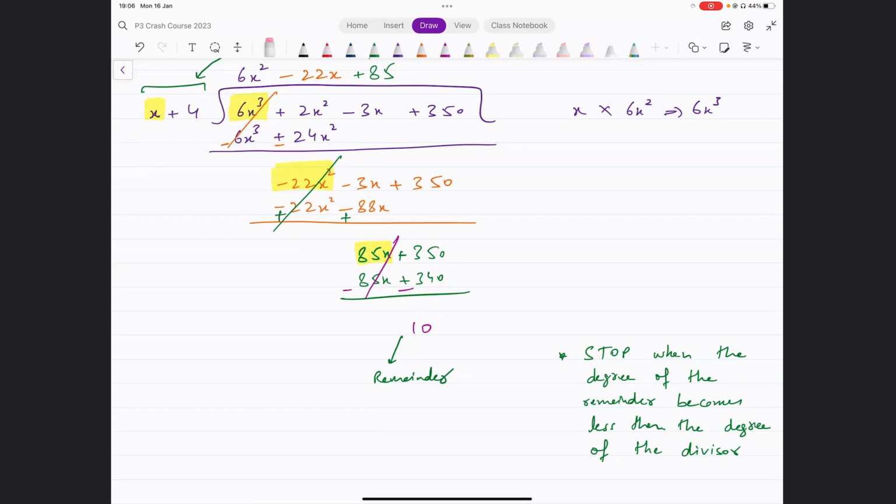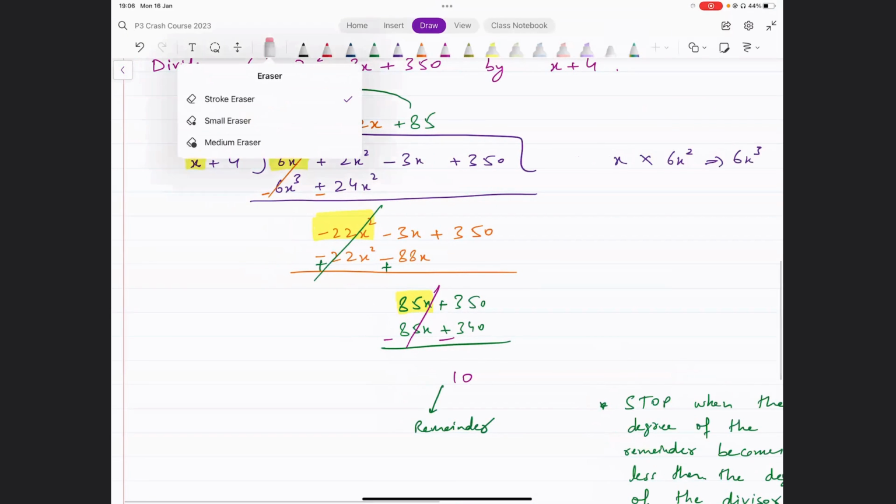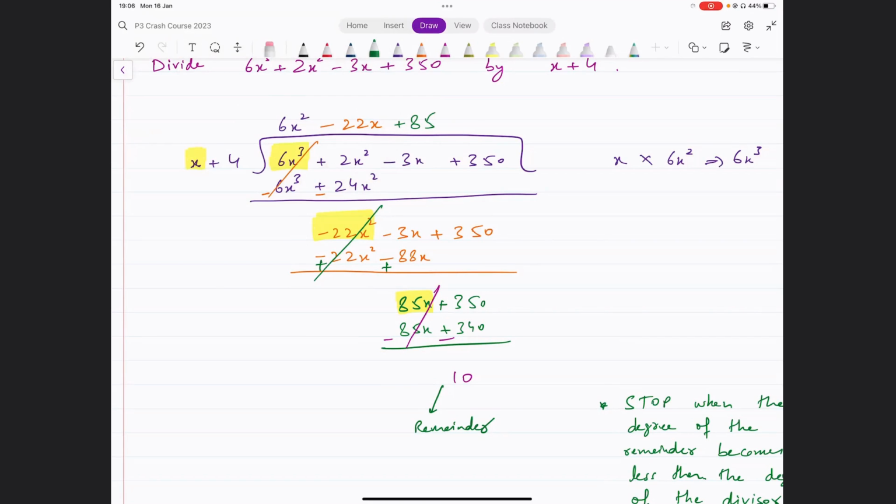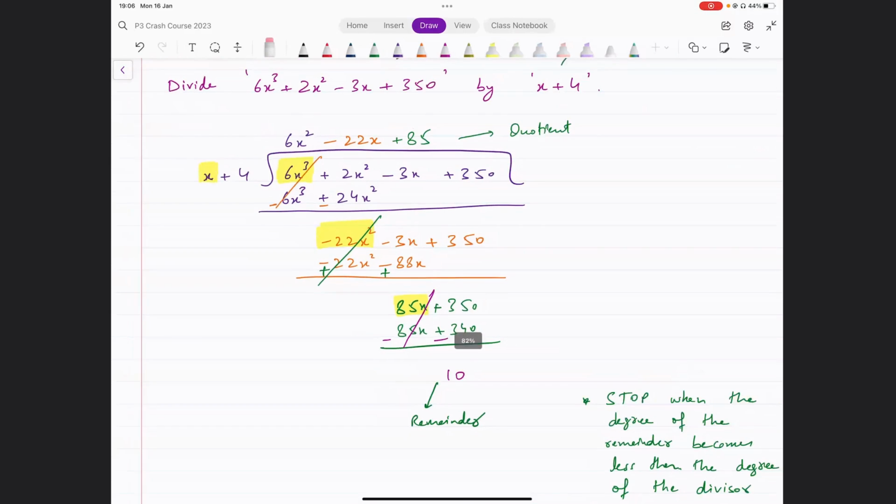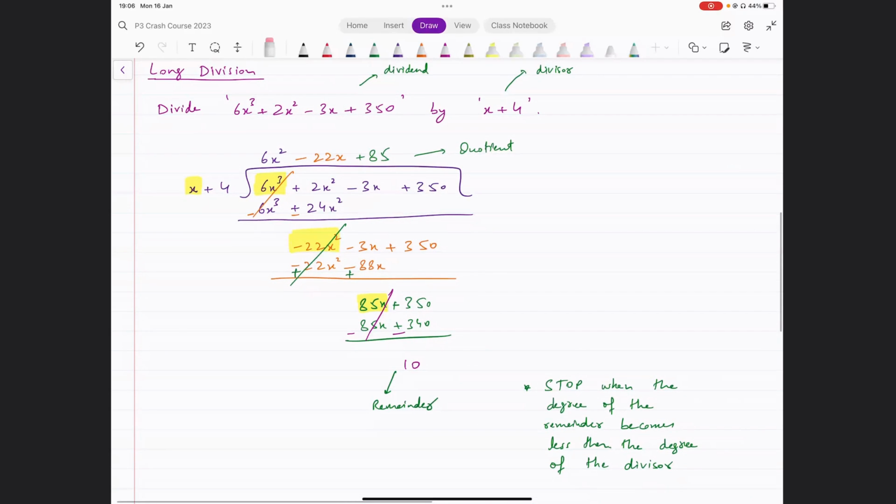This is your remainder. So from this long division process, what are you getting now? 10 is the remainder, and this number that you've got on top, this is your quotient. This is how the long division process works. All right, does this make sense to everyone? Any problem with any of these steps? Let me know if you have any issues with this.